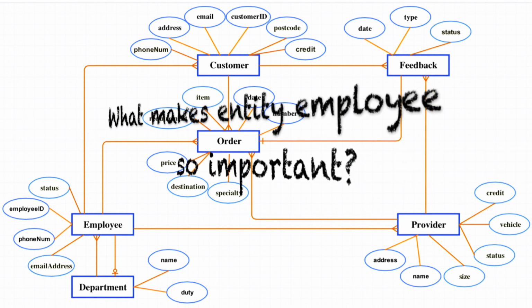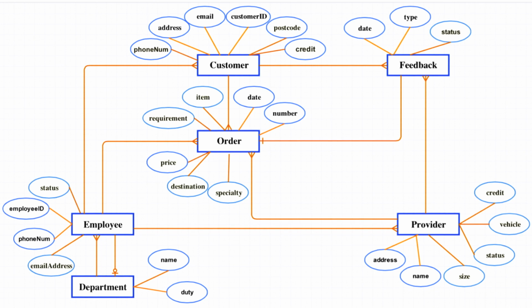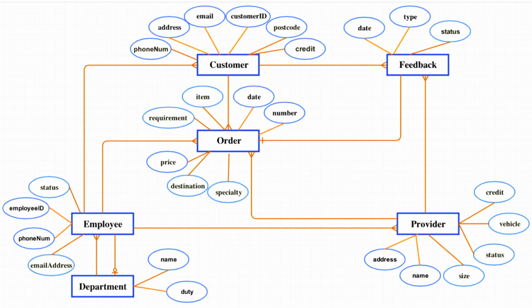What makes entity employee so important in the ER diagram? This company has a management system which is used to track and treat orders and control customer and provider accounts. Each employee is responsible for several customers, orders, and providers.